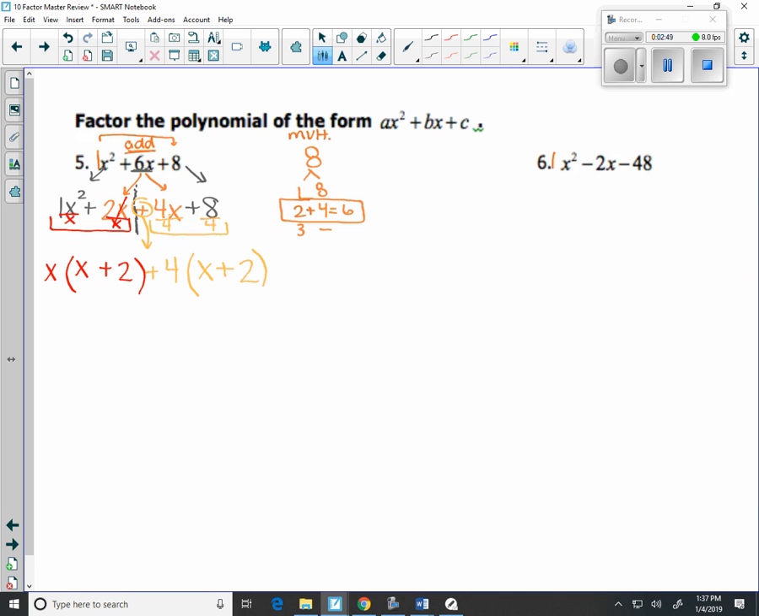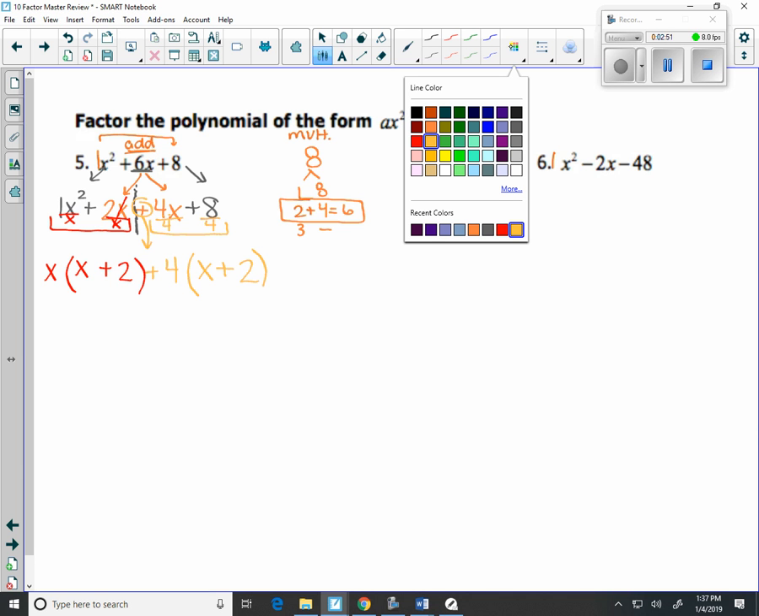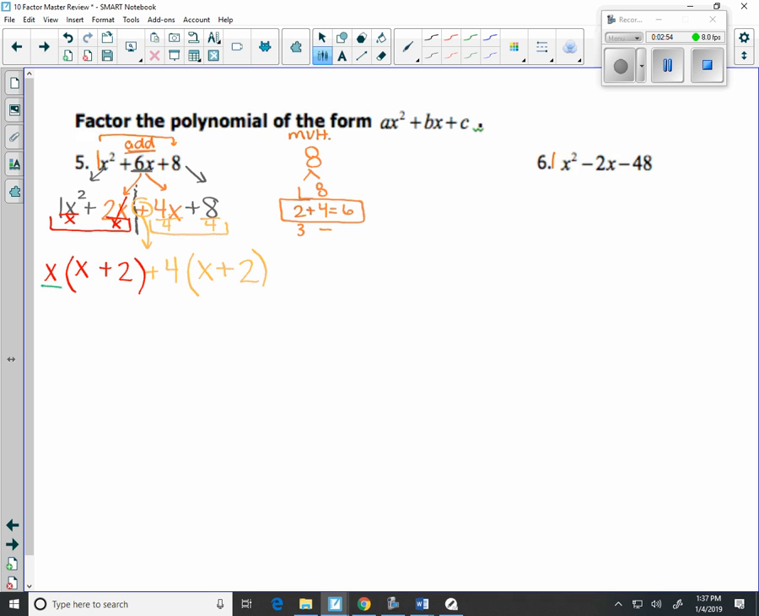And now we're one step from our final answer. Our final answer looks like this. Stuff on the outside becomes one set of parentheses. Stuff on the inside, those have to match. So I have x plus 2 and x plus 2. Those have to match, and that becomes our other set of parentheses. You can absolutely double distribute like we did on that first or second problem in order to double check that you get back to x squared plus 6x plus 8.